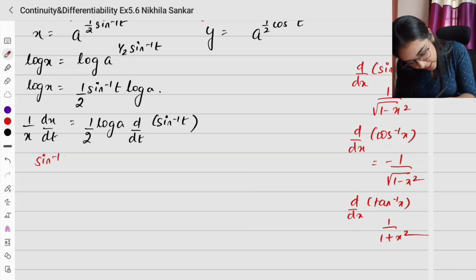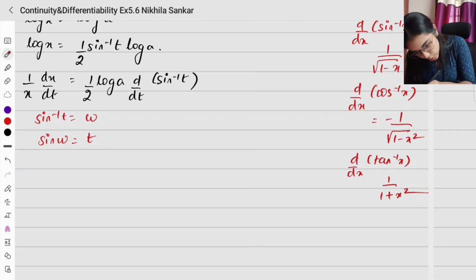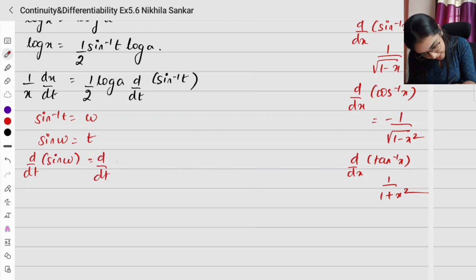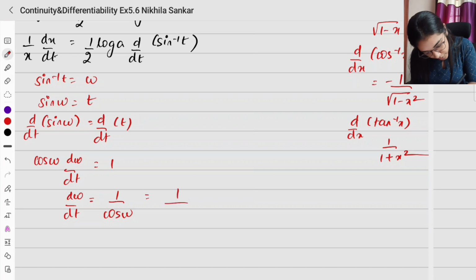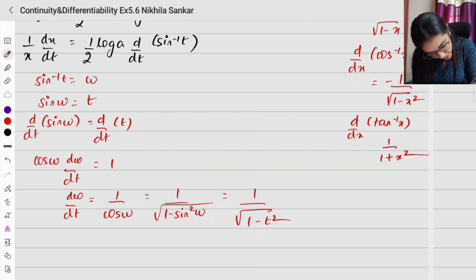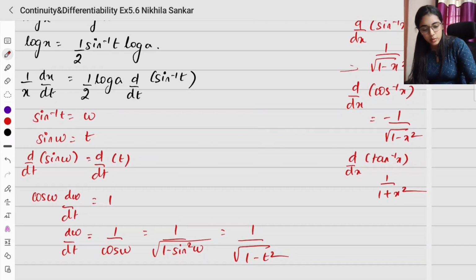I will take sin inverse of t to be some w. So I have sin w equals t. Taking d by dt on both sides, I'll have d by dt of sin w equals d by dt of t. So d by dt of sin w is cos w times dw divided by dt, which is going to be 1. So dw by dt is going to be 1 by cos w, which is 1 divided by square root of 1 minus sin square w, so this is 1 divided by square root of 1 minus t square.